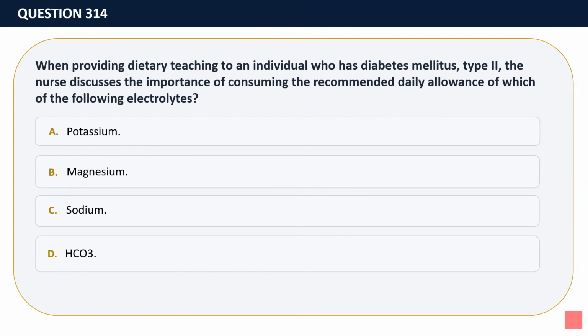Question 314. When providing dietary teaching to an individual who has diabetes mellitus, type 2, the nurse discusses the importance of consuming the recommended daily allowance of which of the following electrolytes? A. Potassium. B. Magnesium. C. Sodium. D. HCO3.